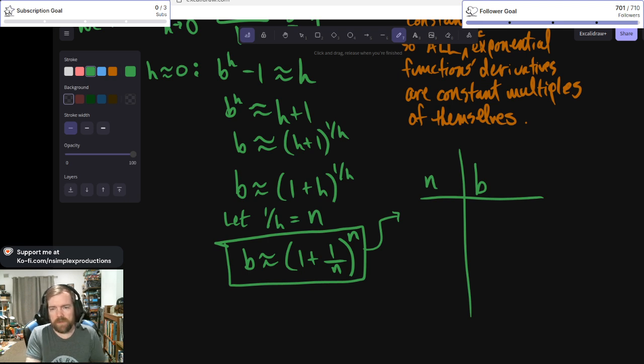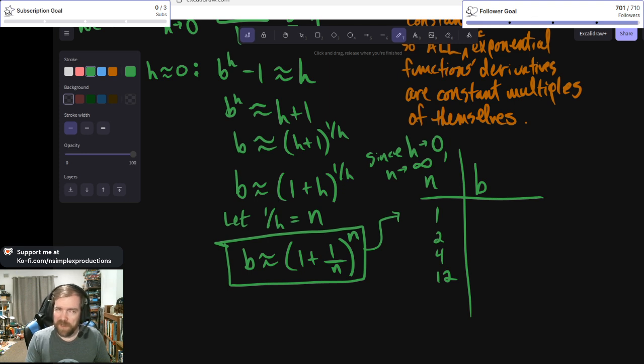Specifically, we want values where, since h is going to 0, n is going to go to infinity. So we'll start with 1, 2, 4, 12. There's a reason I'm using these numbers. 365. 1 times 10 to the 6th. We'll go from there.